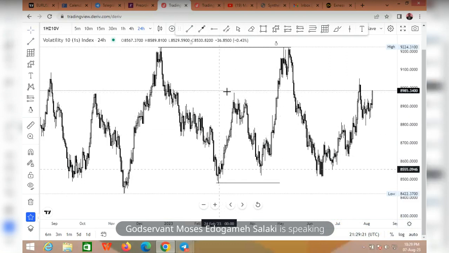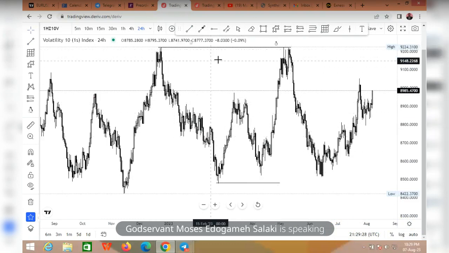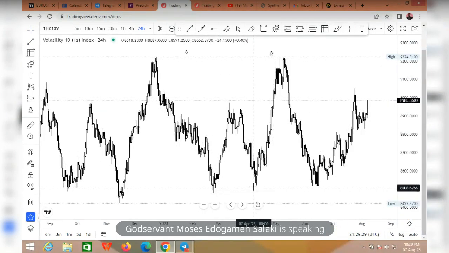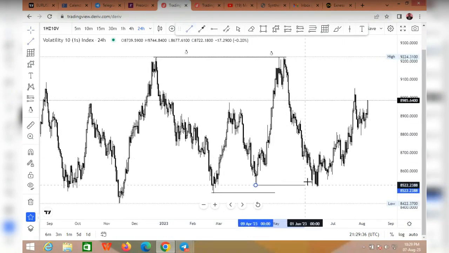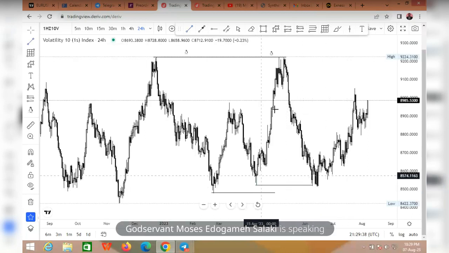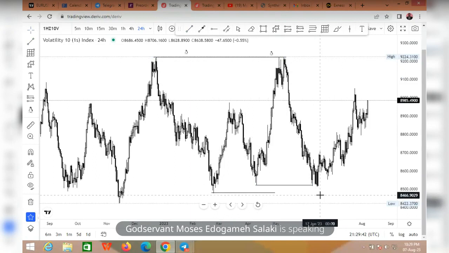So price broke structure here, came down, went up, couldn't take out the high, price came back, and I think price took this low, price wicked out this low. But since price didn't take this high, this low was still valid. And look at another thing.